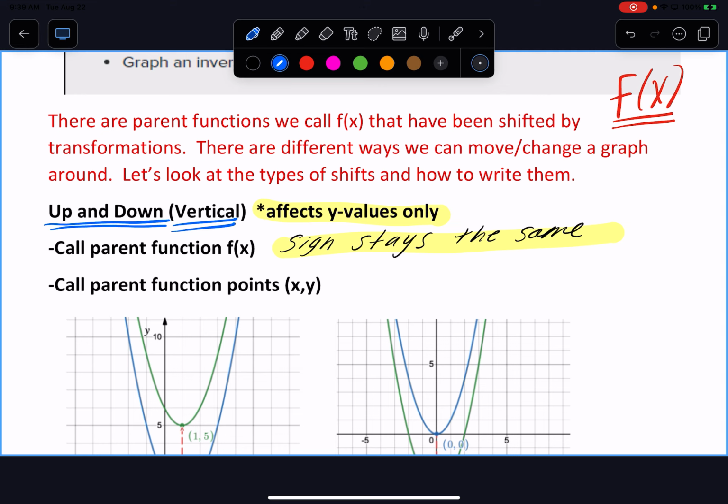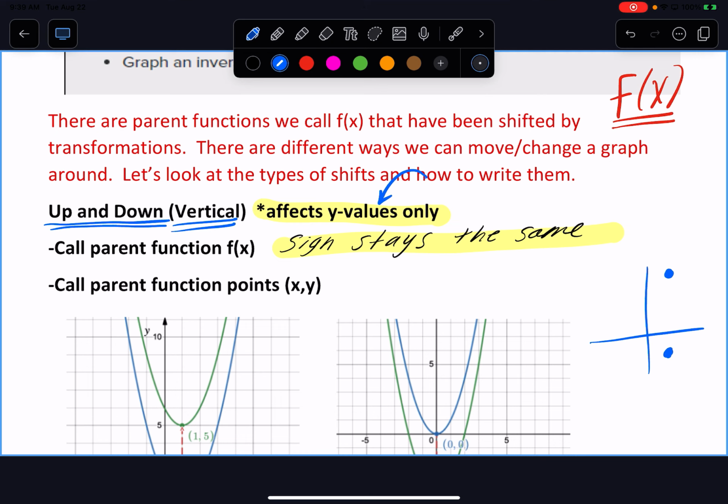Now, a shift up and down only will change your y values. It's very literal. Think about it. If I take some point, and it's right here, and I say shift it up 7 units, won't it be up here? You know what I mean? Up 7 more units. That only affects your y values. So that makes total sense.